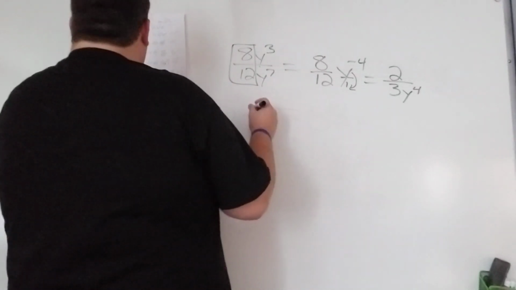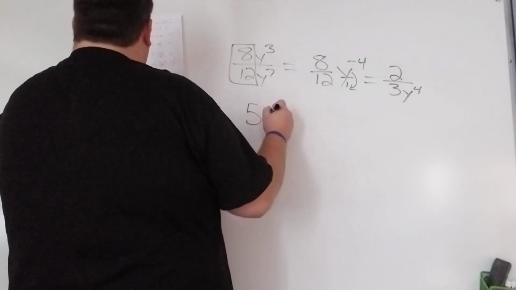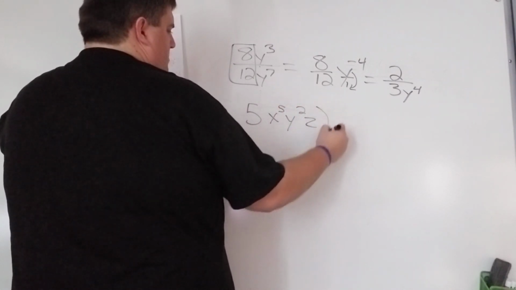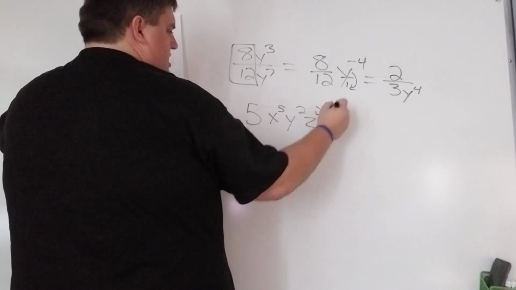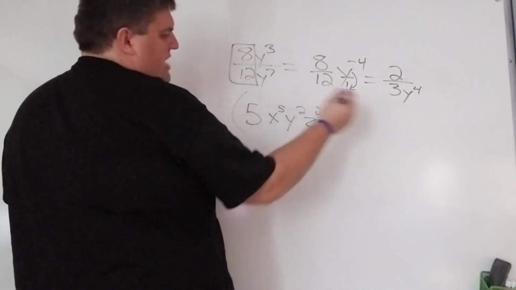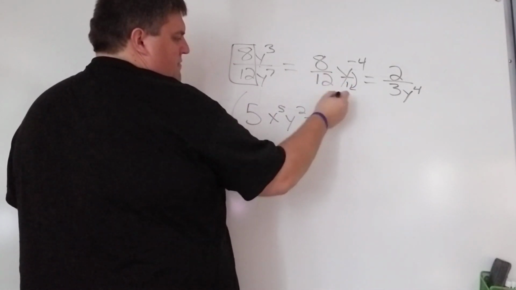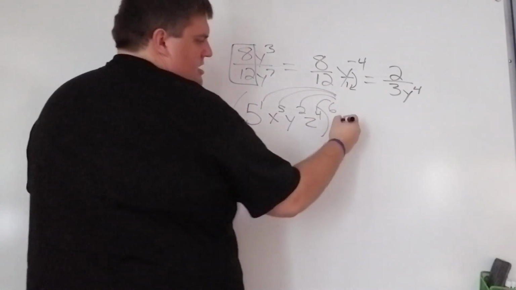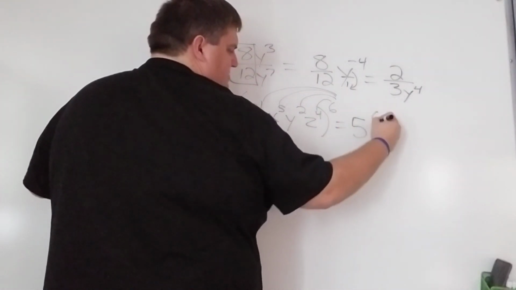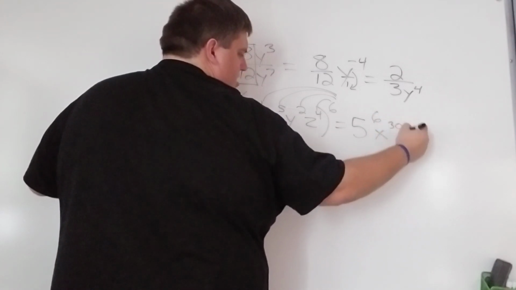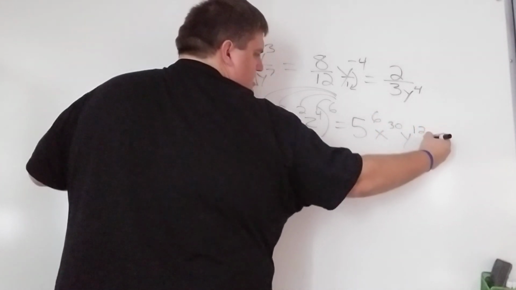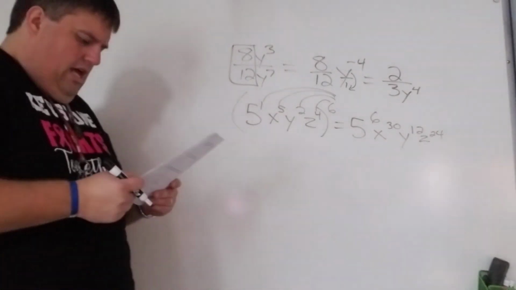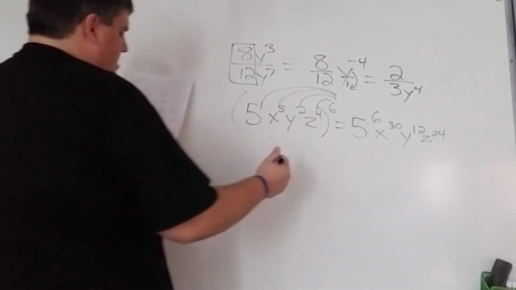Number 9 is power to a power. So we have this exponent on the outside, and we're going to multiply it by every exponent on the inside. So multiply by 4, by 2, by 5, and don't forget there's really a 1 here. So our final answer is going to be 5 to the 6th, x to the 30th, y to the 12th, z to the 24th.